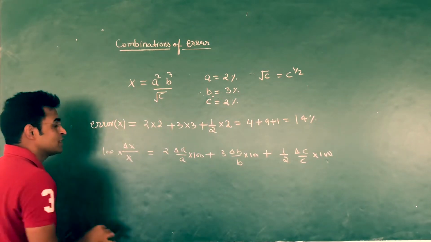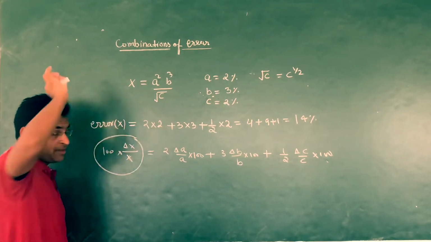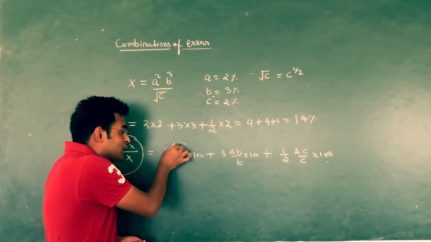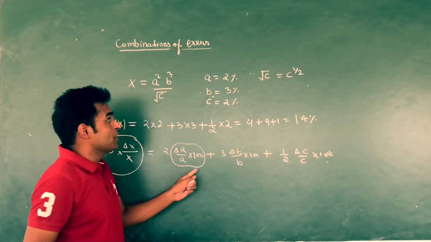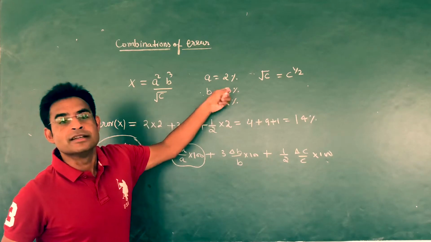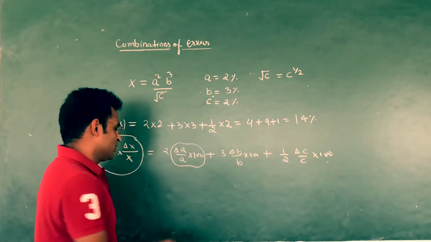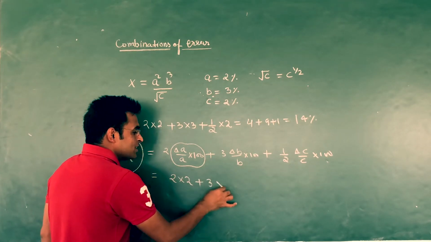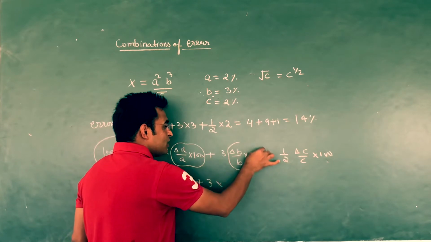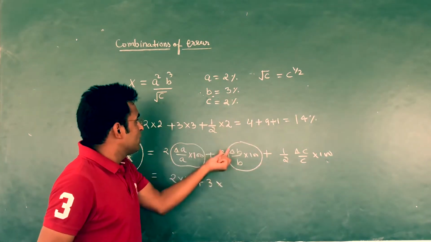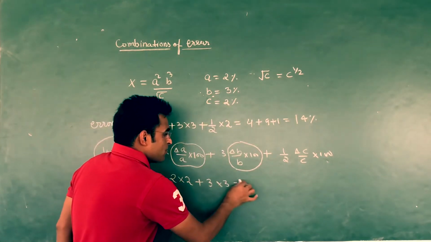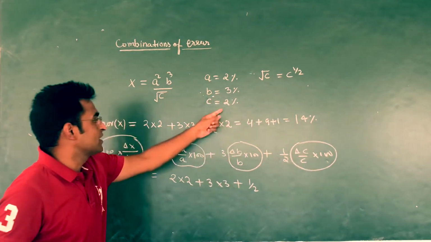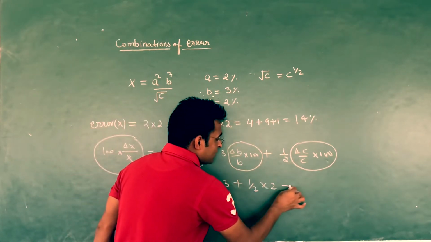So what I am asking is the percentage error in X. What's the percentage error in A? This whole thing is percentage error in A, and we know percentage error in A is 2%. So I will put this value over here: 2 into 2 plus 3 as it is. This whole thing is percentage error in B, so I'll write 3 plus 1 by 2 as it is, and this whole thing is percentage error in C. So percentage error in C is 2%. Again, if we calculate, that will be 14%.